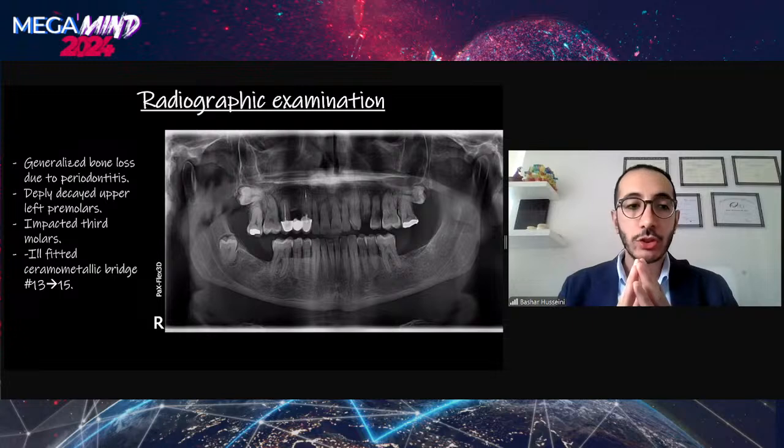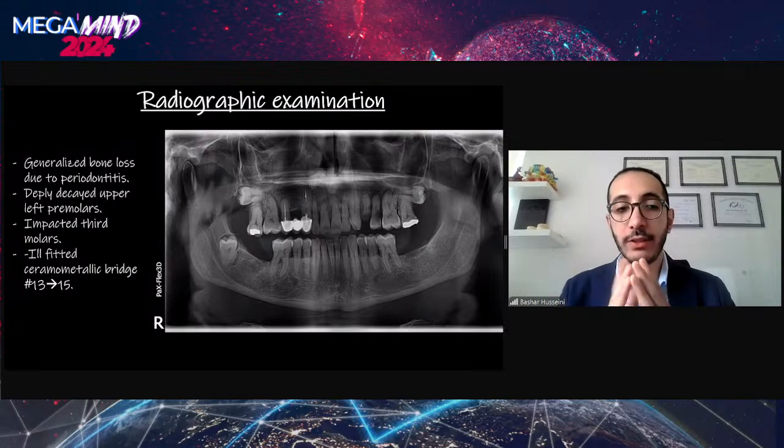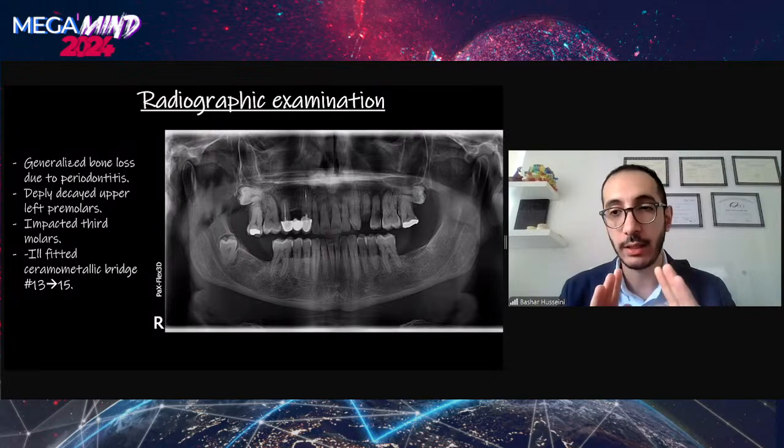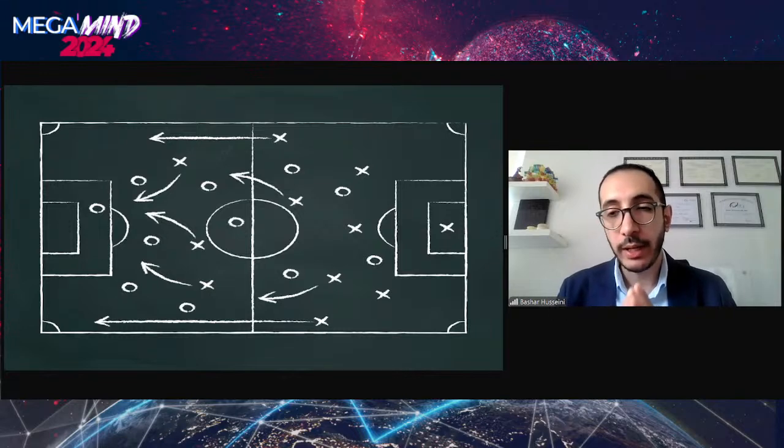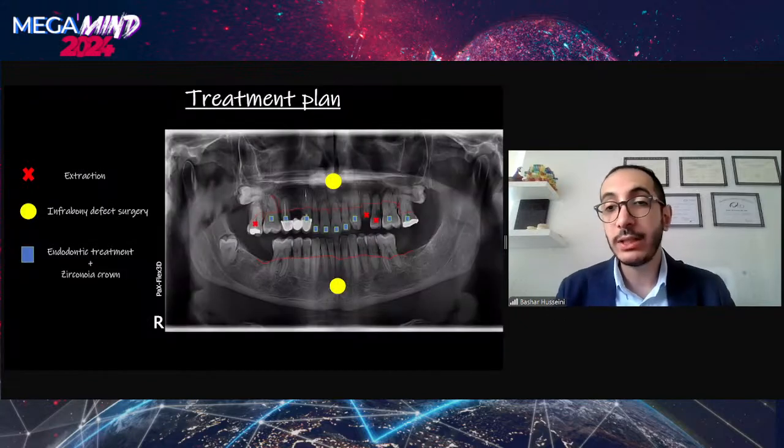The radiograph showed generalized bone loss, deeply decayed left premolars that need to be extracted, and an ill-fitting ceramometallic bridge. The wisdom teeth could be left alone, sleeping. So, how can I help Wael to eat back in a normal way? My first approach was a bit conservative.